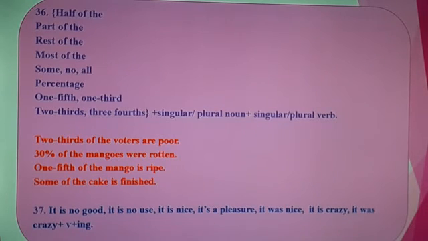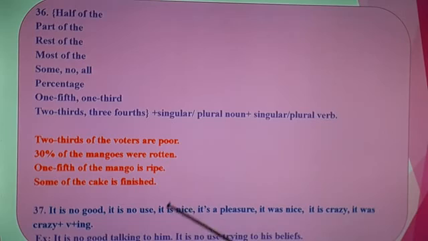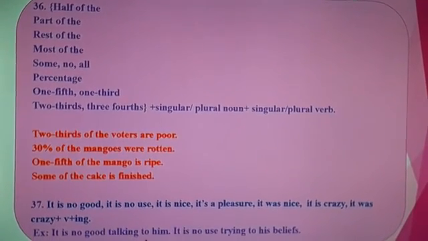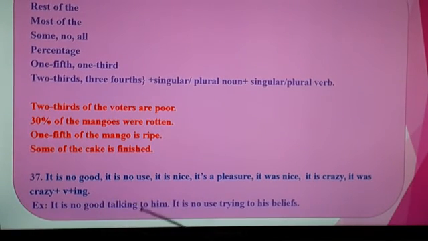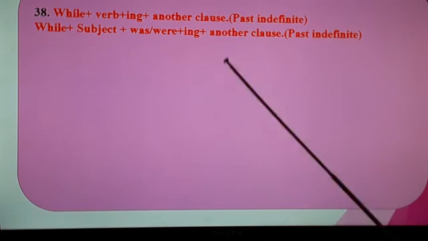Next, we have an interesting rule, that is, you will find these words in your daily life. It is no good. It is no use. It is nice. It's a pleasure. It was nice. It is crazy. It was crazy. One is it is crazy, another one is it was crazy. So if you find these words in sentences, then you have to add ing at the end of the verb. So there is an example for you, that is, it is no good talking to him. I think you understand. So because of those indicators, I add ing at the end of the verb. It is no use trying to change his beliefs. I think you understand.